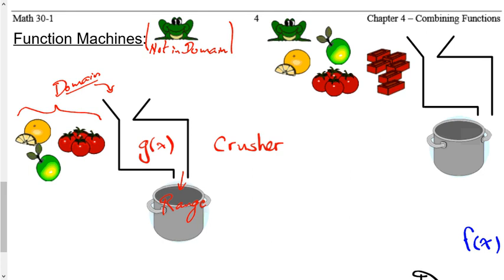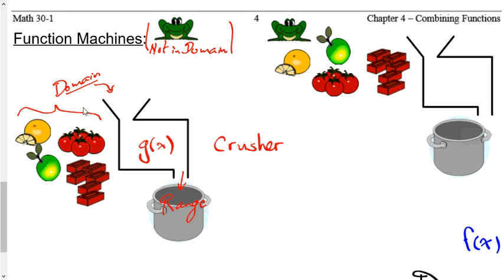Well, let's think about these bricks. Can I put bricks into a crusher? Well, if this is a powerful enough crusher, we could imagine that we could put bricks in here, they would get crushed into little pieces, and we'd get gravel or sand or dust out. So I'm going to say that my crusher is strong enough to include bricks in its domain. That is pretty powerful.